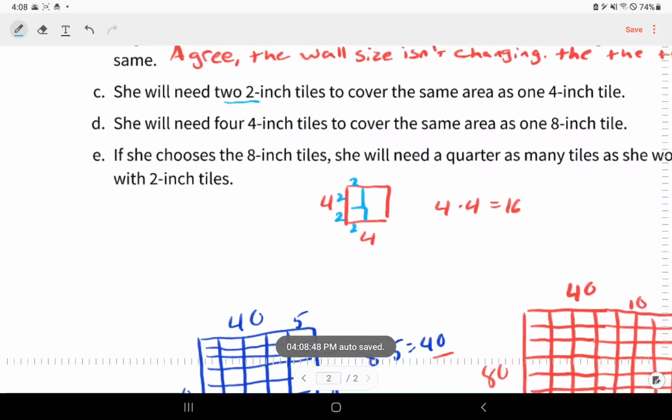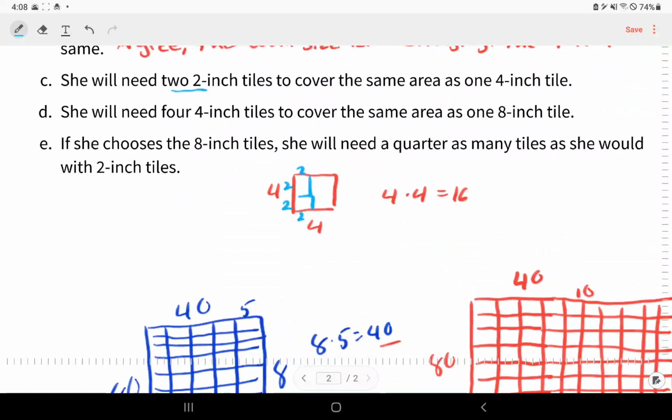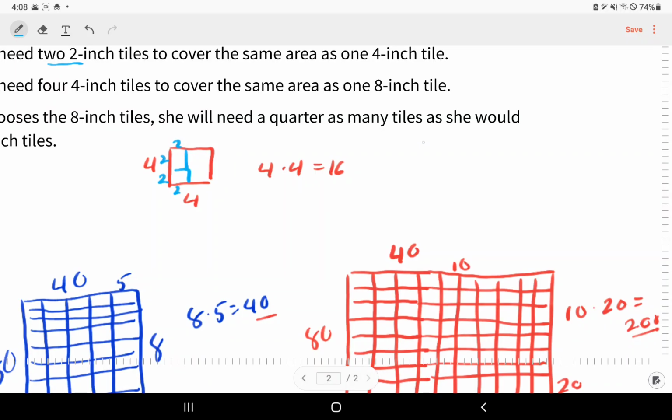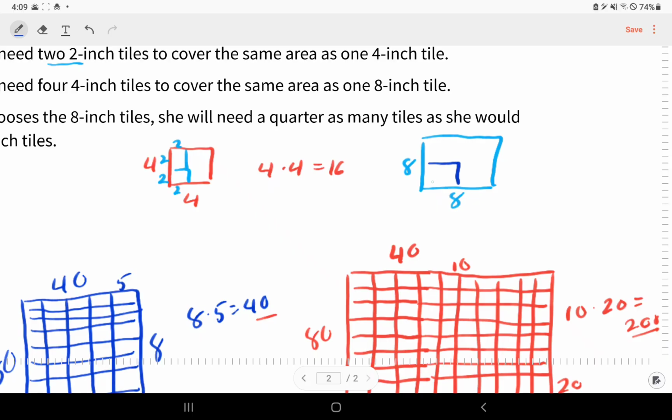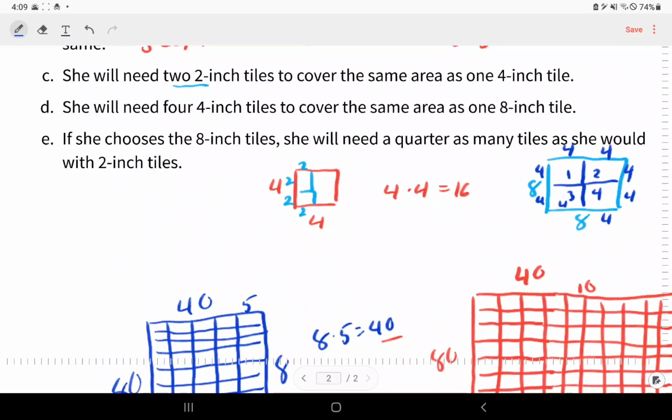She will need 4 4-inch tiles to cover the same area as one 8-inch tile. Well, one 8-inch tile. Well, then we look at a 4-inch tile. Well, that's half. So 4 and 4. 4 and 4. So 1, 2, 3, 4. So yeah. So disagree, agree.